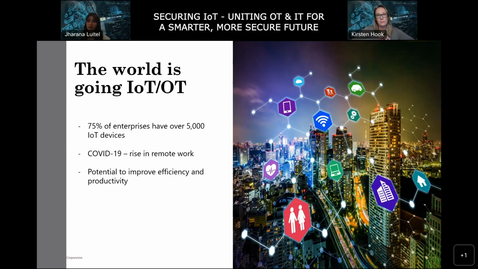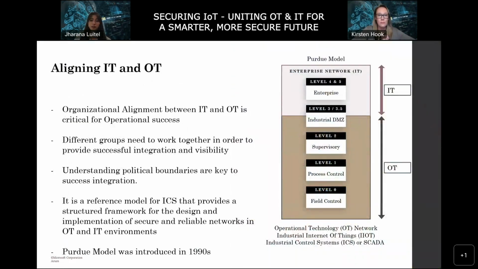Additionally, the COVID-19 pandemic also really accelerated the adoption of IoT and OT, as a lot of companies decided to move more remotely. And IoT and OT have the potential to improve efficiency, productivity, and decision making in a wide range of domains, from healthcare and transportation to manufacturing and even the energy industry. So yeah, aligning IT and OT is very critical for operational success in today's connected world.